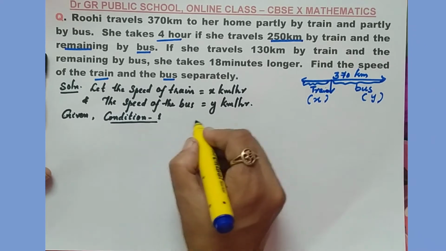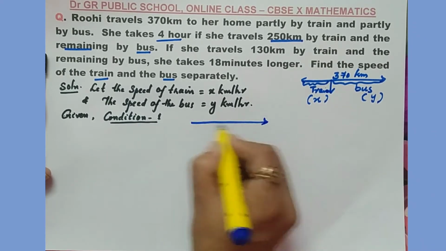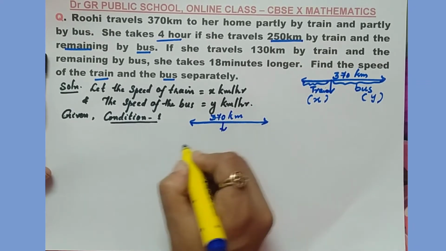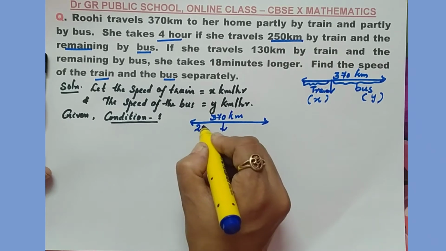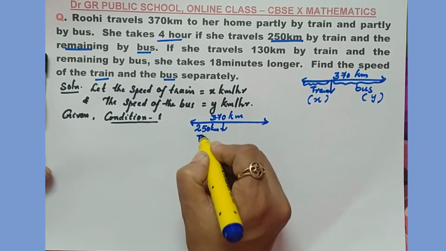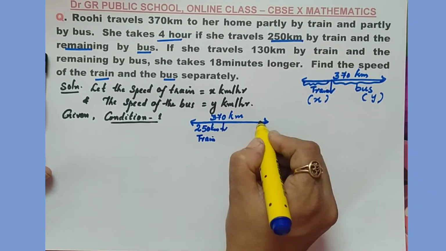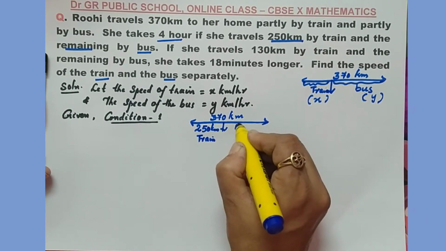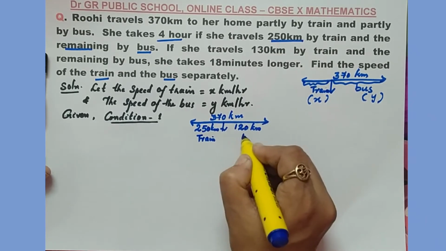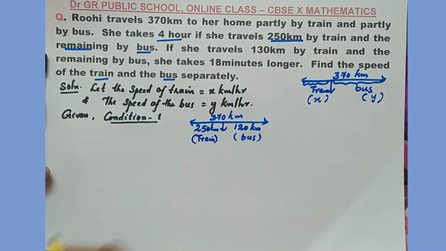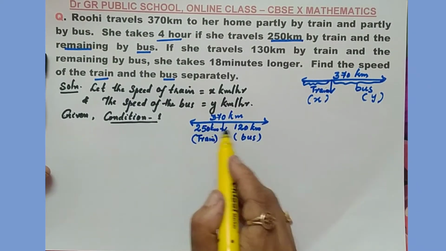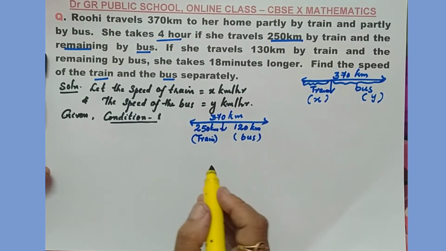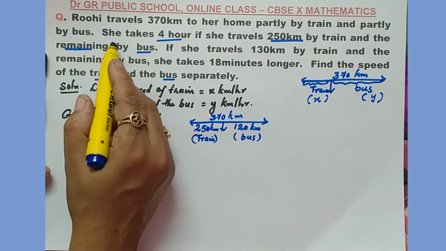So in condition 1, the total 370 kilometers she needs to travel. Of this, she travels 250 kilometers by train and the remaining by bus. Can you say what the remaining is? 370 minus 250, which is 120 kilometers by bus. 250 plus 120 is a total of 370 kilometers. So 250 kilometers by train and 120 kilometers by bus is the distance she needs to cover in the first condition.